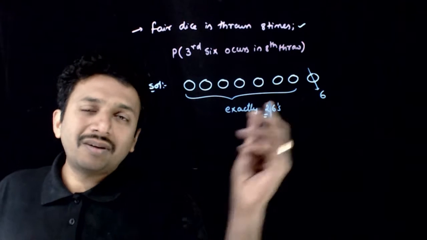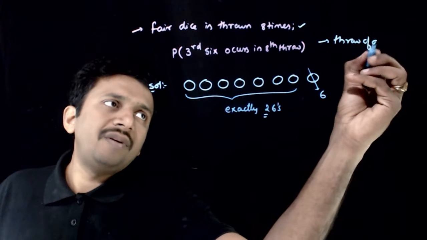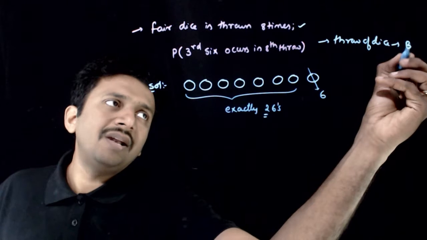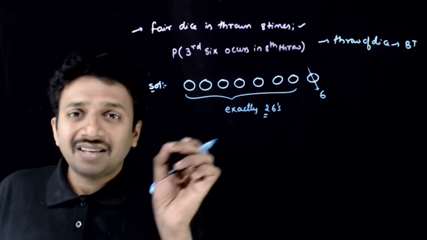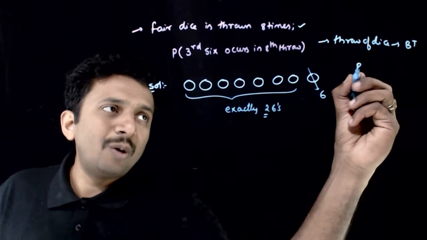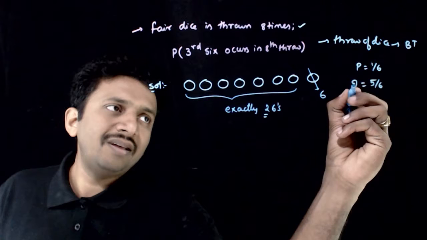Again, this is a binomial trial. Each throw of the dice is a binomial trial. And assume that getting a 6 is a success. So what is the probability of success? It is 1 by 6. Probability of failure is 5 by 6.